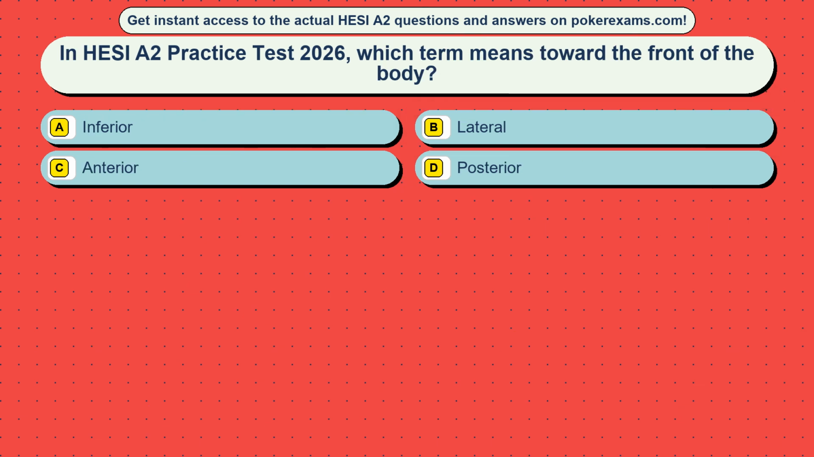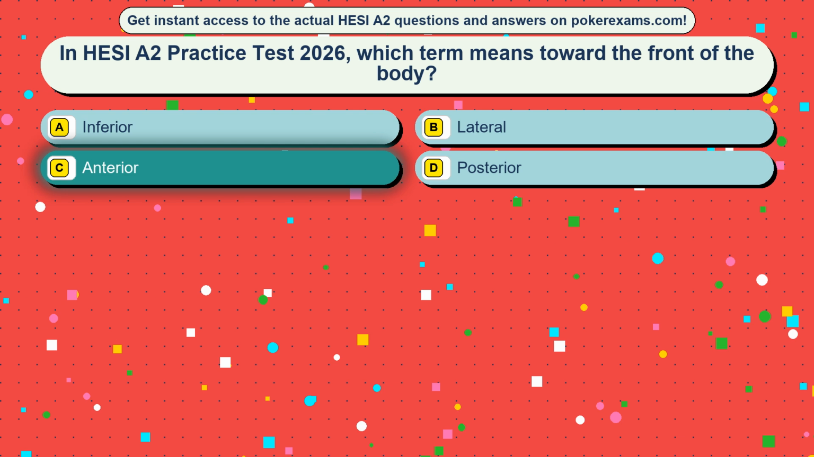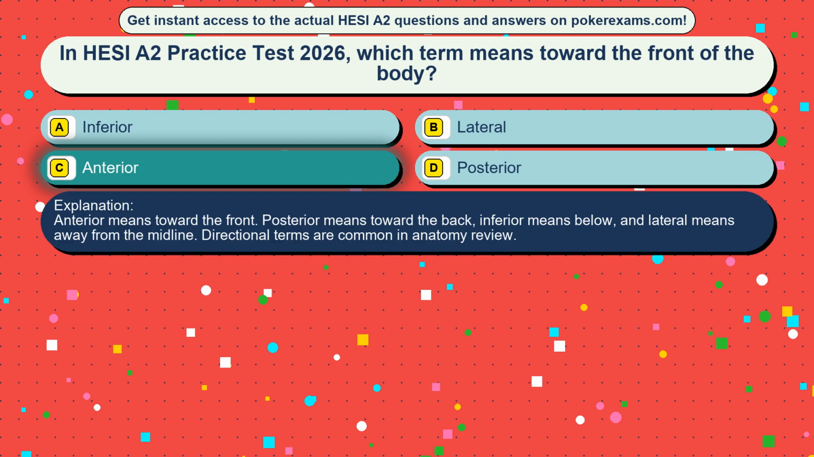Question 3. In HESI A2 Practice Test 2026, which term means toward the front of the body? Option A, inferior. Option B, lateral. Option C, anterior. Option D, posterior. The correct answer is Option C, anterior. Anterior means toward the front. Posterior means toward the back. Inferior means below, and lateral means away from the midline. Directional terms are common in anatomy review.